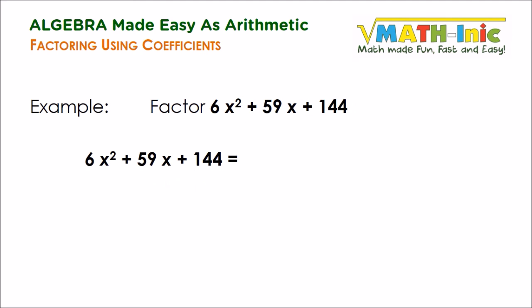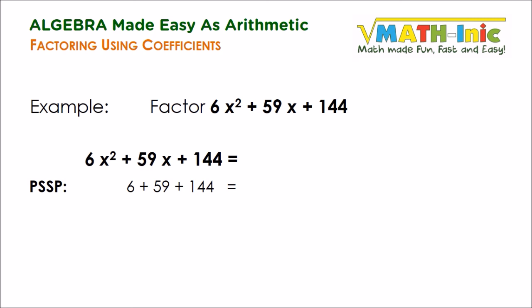Now, let's talk about factoring using coefficients. Let's take a look at an example. Factor 6x squared plus 59x plus 144. Now, those are very big numbers, and that will be hard to factor. So what we do is that we use P as SP, or the product of the sums, is equal to the sum of the product.